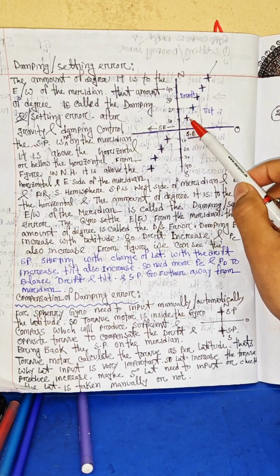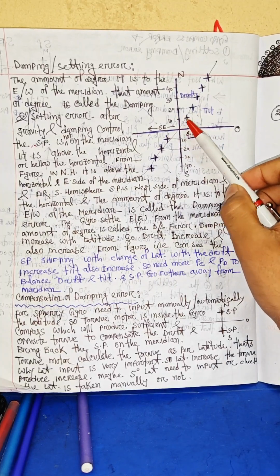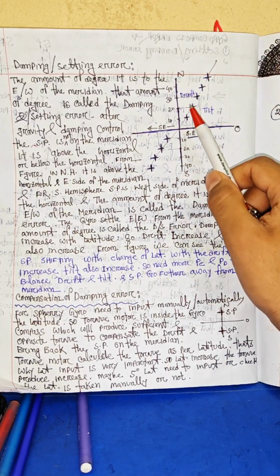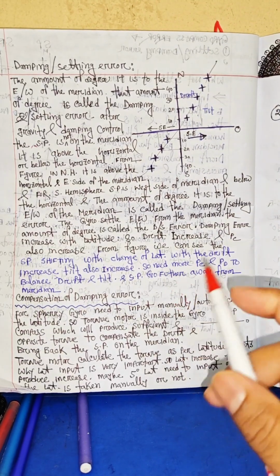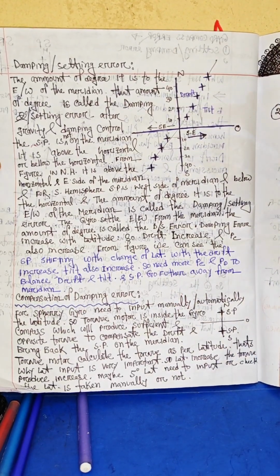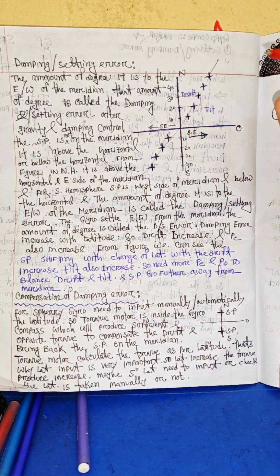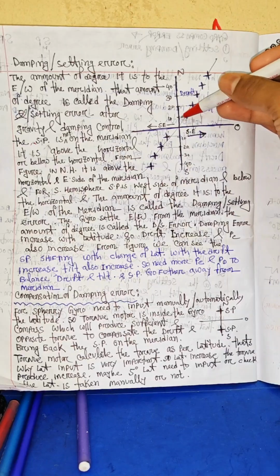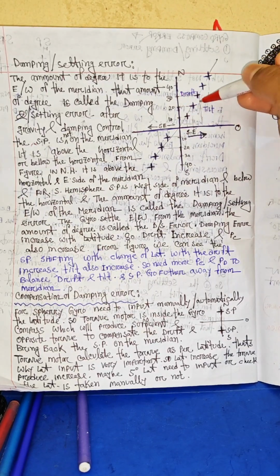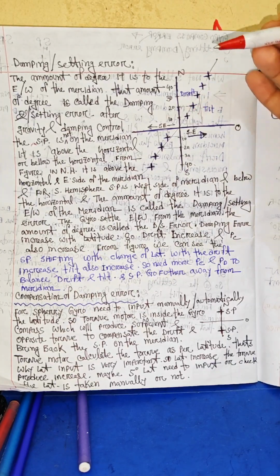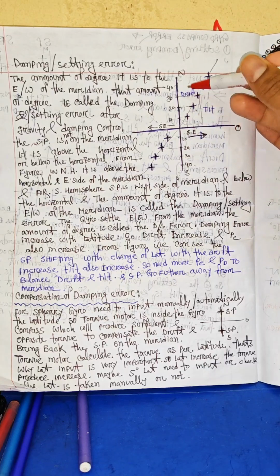So the amount of degrees it is to the east or west of the meridian is called the damping or settling error. Guys, this is the definition of the damping or settling error: after the gravity and the damping control, the settling point is not settled on the meridian. You can see here, it is not settled on the meridian, it is going further and further as the latitude increases.